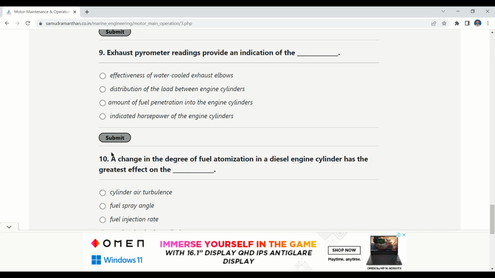Our next question is, exhaust pyrometer readings provide an indication of the, and the options are effectiveness of water cooled exhaust elbows, distribution of the load between engine cylinders, amount of fuel penetration into the engine cylinders, indicated horsepower of the engine cylinders, and the correct option should be distribution of the load between engine cylinders.